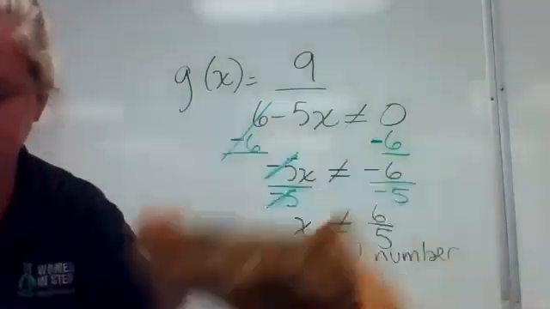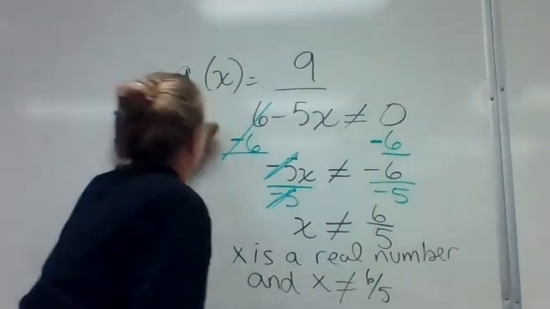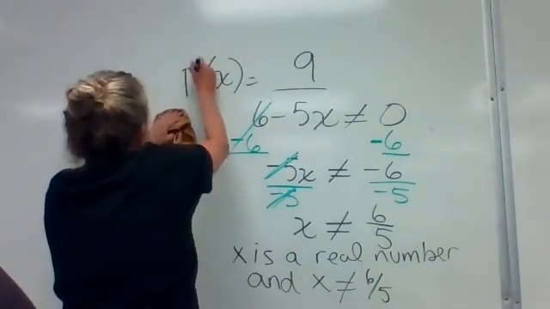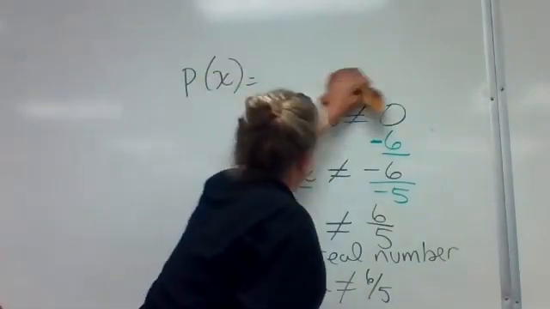All right, number 7. P of x equals the absolute value of x minus 4. Oh, wait. Yeah, absolute value of x minus 4.